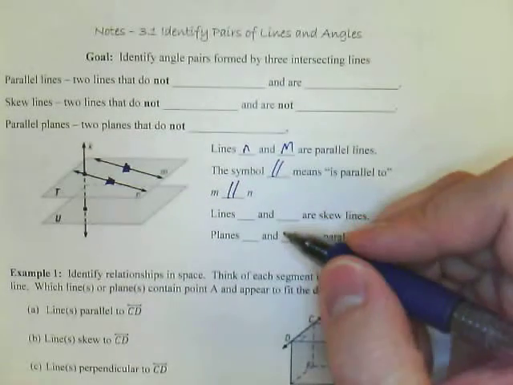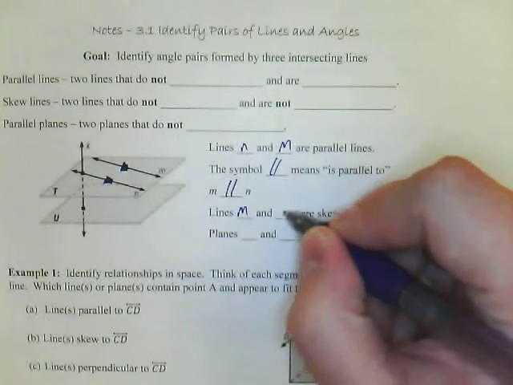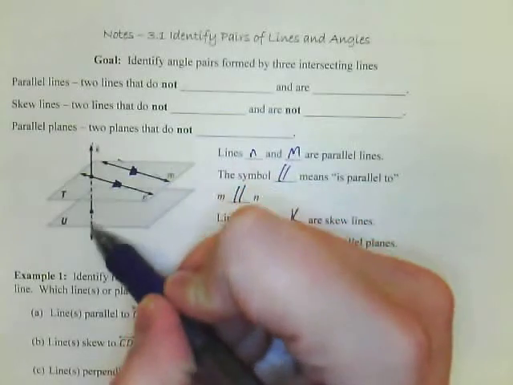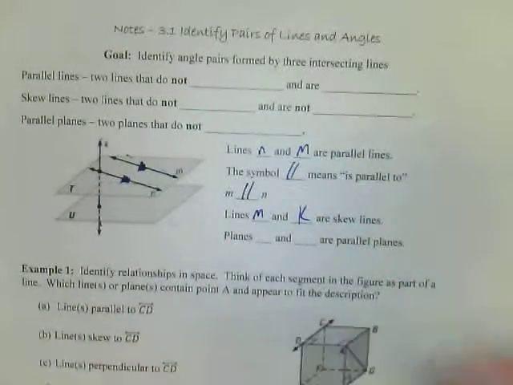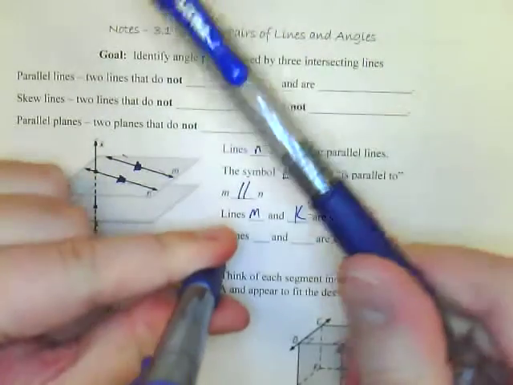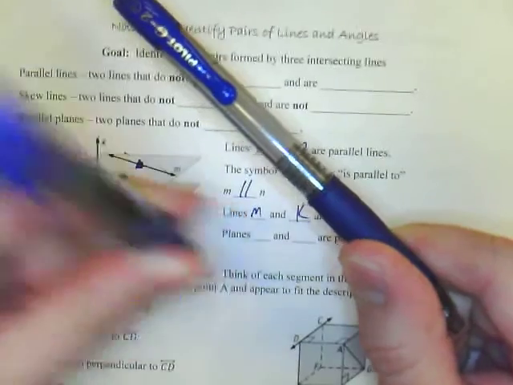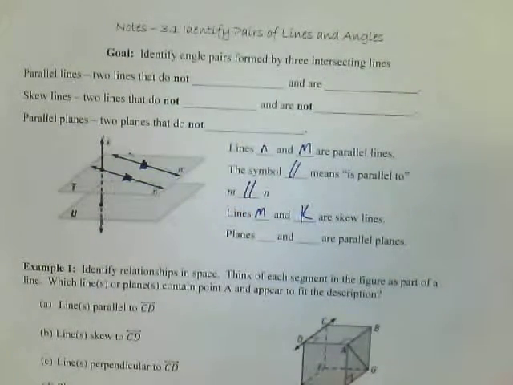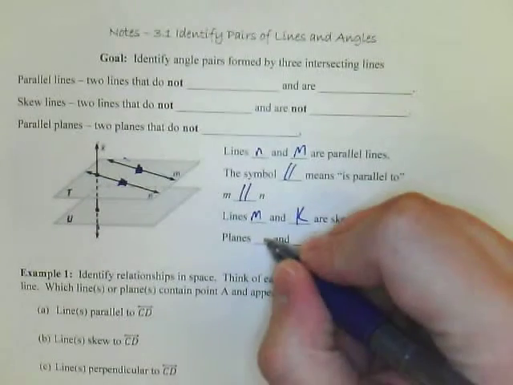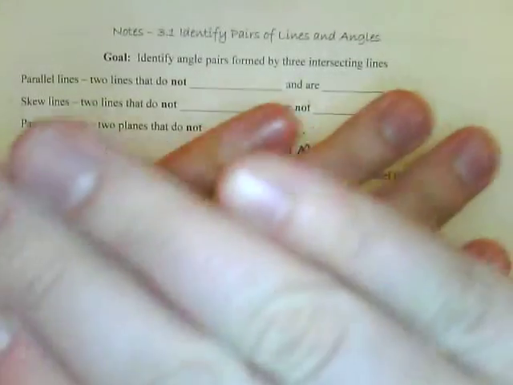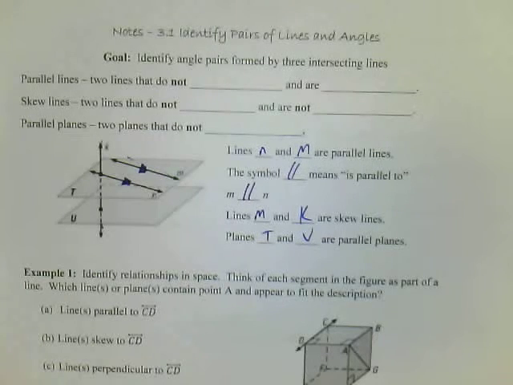All right, if we look at lines M and K, those are skew lines. So M is this line right here, K is this line right here. So we've got one line going straight up and down, and then one line kind of going across like this. So these lines are skew. They're not parallel and they don't intersect. And then if we look at planes T and U, so these two planes are parallel planes. Imagine two sheets of paper, or maybe my hands kind of being parallel to each other. They can be parallel, just like lines can, as long as they don't intersect.